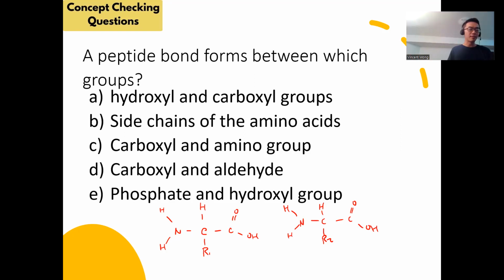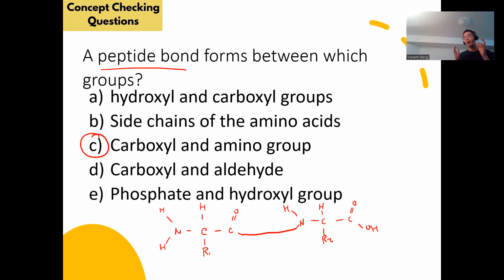Okay. I just drew 2 things down here. The amino acid looks like this, right? And it's the side chain that makes them different. The R1, R2 here is what makes up the side chain. Everything else is kind of the same for every amino acid. And if you want to join them together to create a peptide bond, you have to remove an OH from the carboxyl group, and you have to remove an H from the amino group. And then you create the peptide bond right here. All right, so the answer is C. A peptide bond forms between the carboxyl group and the amino group.